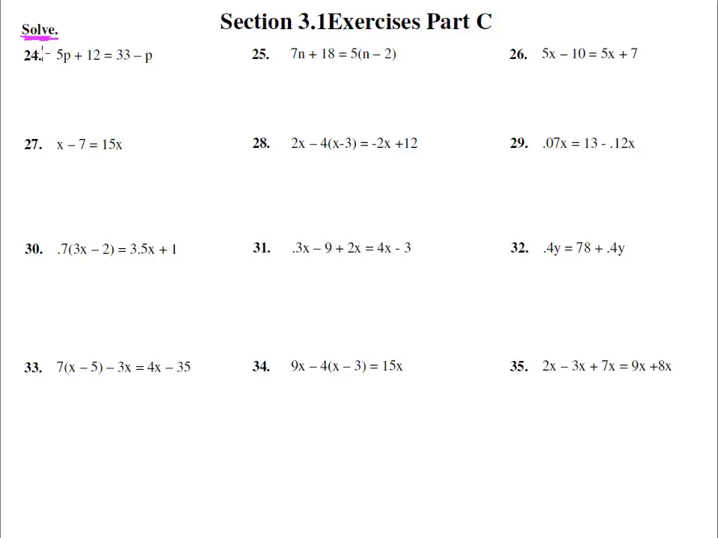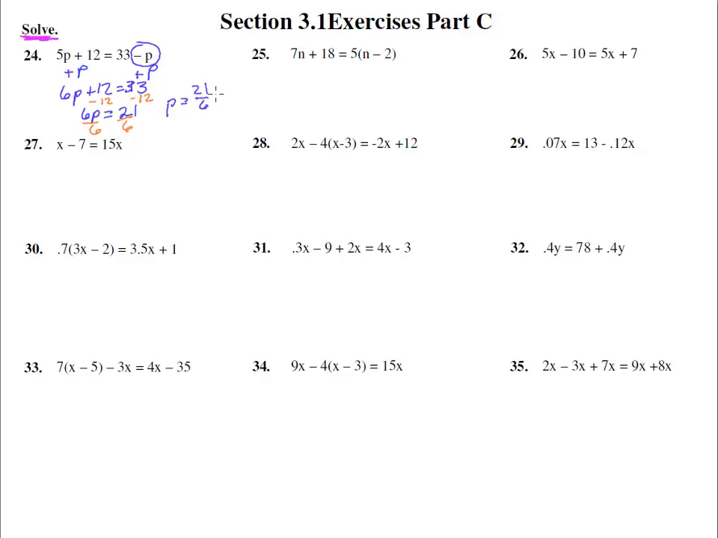I won't need to get these two together, so I'm going to take this guy right here and get rid of him by doing add p. As long as I do it to both sides, it's good. So I have 6p plus 12 equals 33. So now they're together, I can do my unpeeling like I normally do. I can subtract 12 from both sides, which gives me 6p equals 33 minus 12 is 21. Then I divide both sides by 6, and I'm left with p equals 21/6.